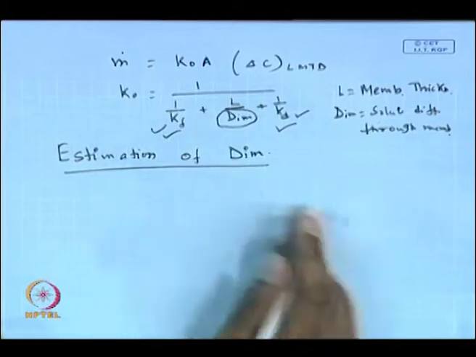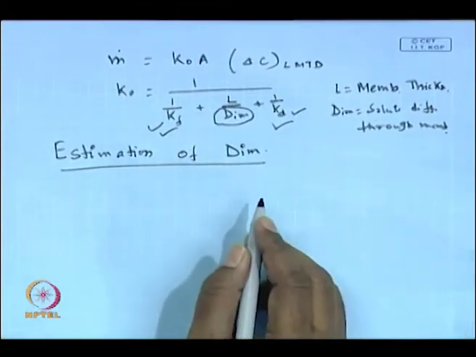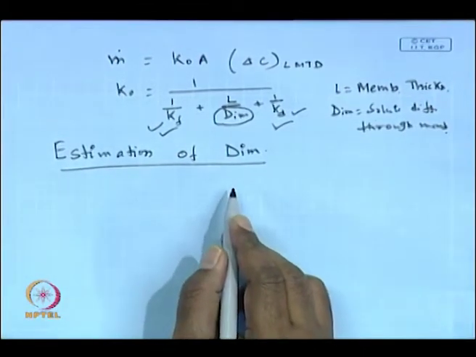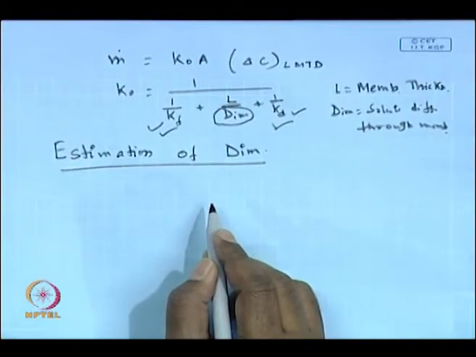Diffusivity in the membrane phase. Now, in this case, in order to estimate DIM, we should conduct a batch dialysis operation. What is a batch dialysis that we have discussed in the last class? It is basically a batch cell.